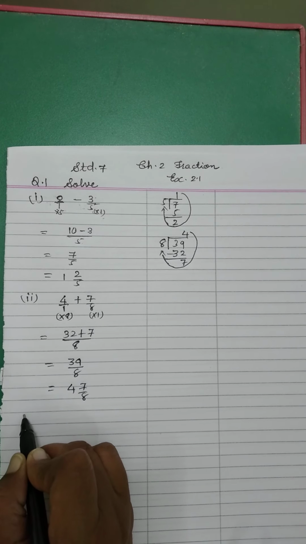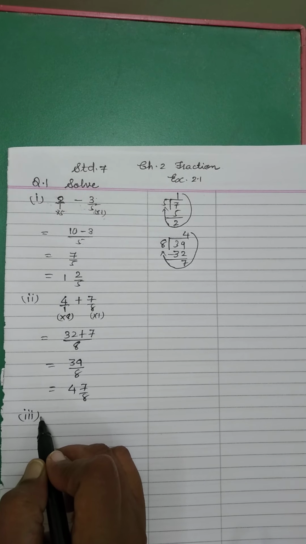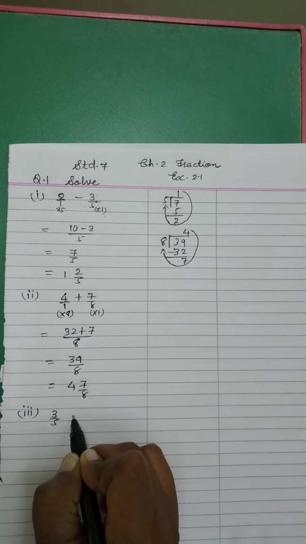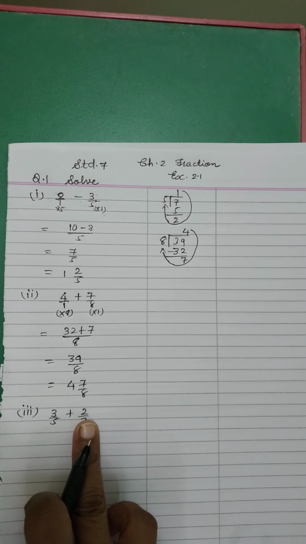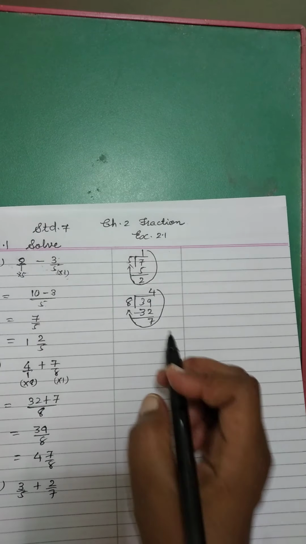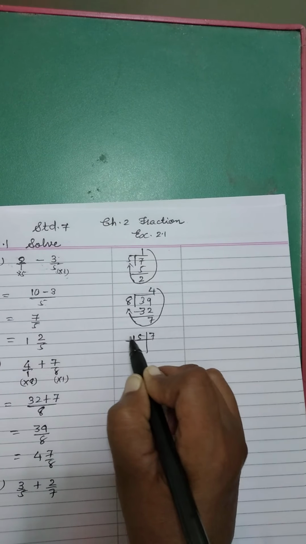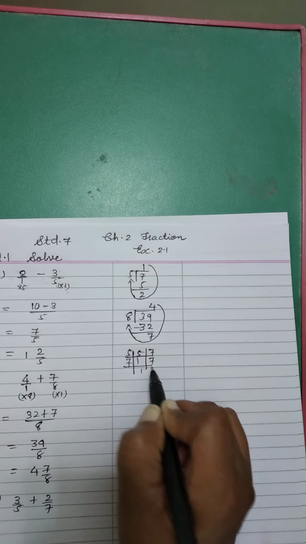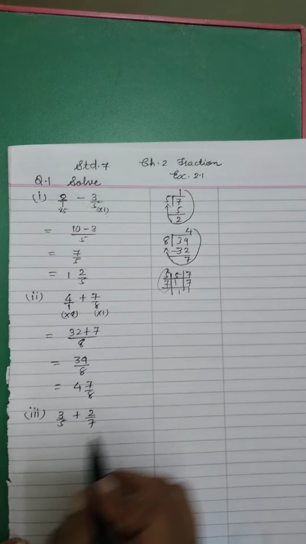Now coming to the third part. Third is given 3 upon 5 plus 2 upon 7. Now the LCM of 5 and 7, 35. Look here, 5, there is no common number, and 7 also. 5 ones are 5, 7 as it is, 7 ones are 7. So the LCM of 5 and 7, 5 sevens are 35.